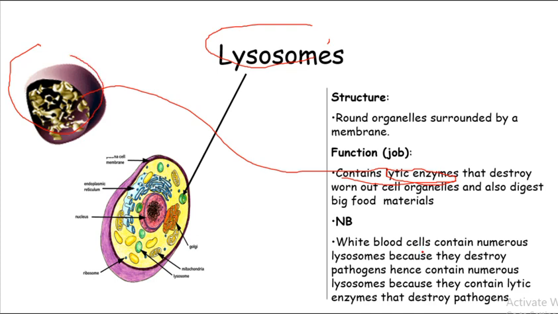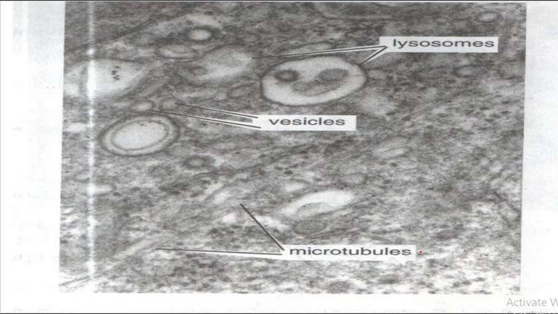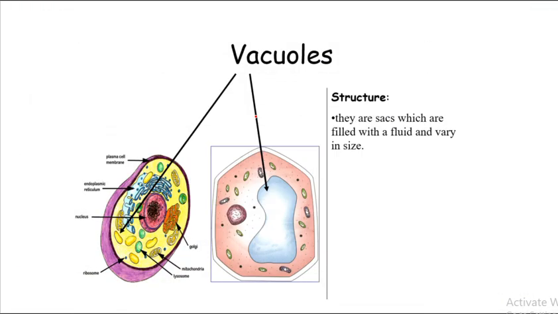And a point to note: white blood cells contain numerous lysosomes because they destroy pathogens. They contain lysosomes which contain lytic enzymes that destroy pathogens. As you can see, the lysosomes have vesicles which contain lytic enzymes that destroy worn out cell organelles.